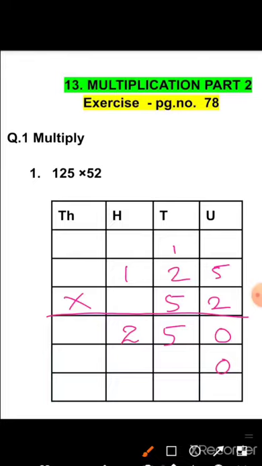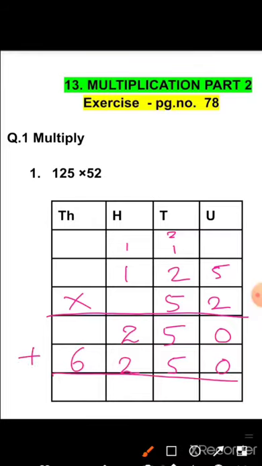Now multiply the second number. 5 5s are 25. 5 down. 2 carry forward. 5 2s are 10. 10 plus 2, 12. 2 down, 1 carry forward. 5 ones are 5 plus 1 is 6.